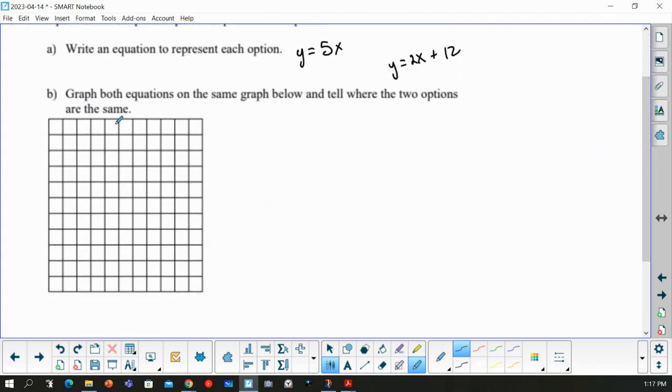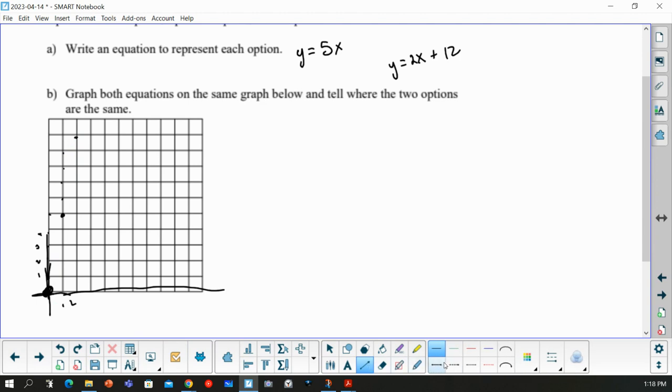So let's graph the first one. Since I'm going to focus over here, I'm actually going to put my X and Y axis right here. Okay. So 1, 2, 3, 4. I'm not going to worry about the negatives. 1, 2. Okay. So y equals 5x. That means it crosses at 0, and the slope is up 5 over 1. Okay, so it's going like that.